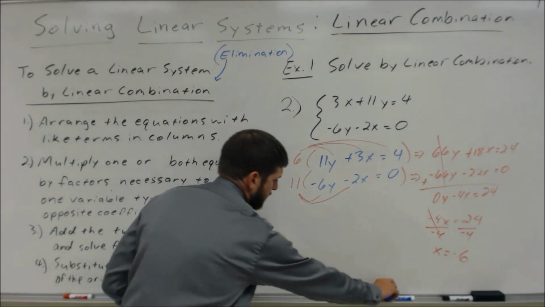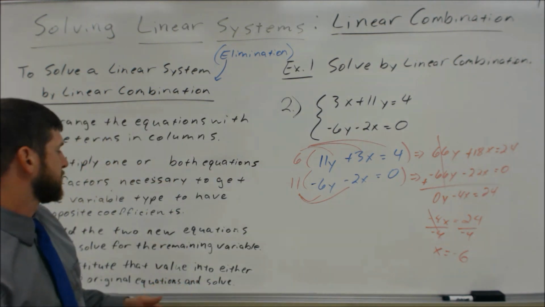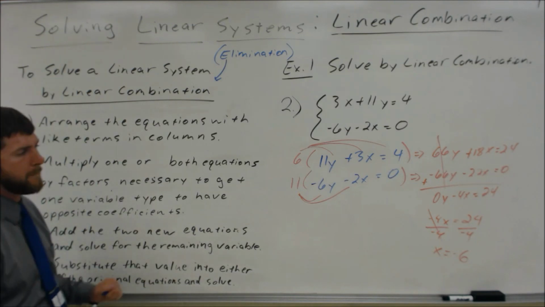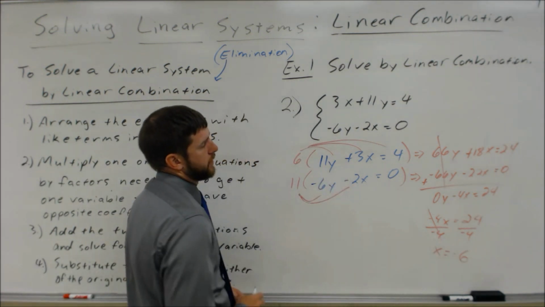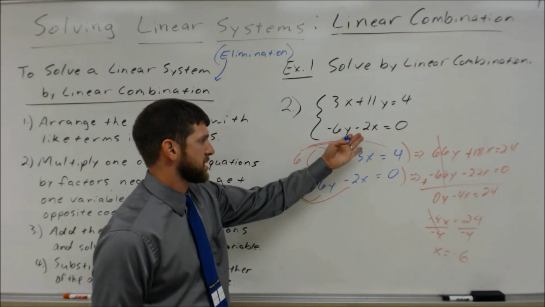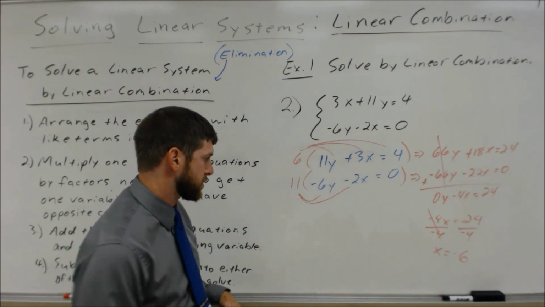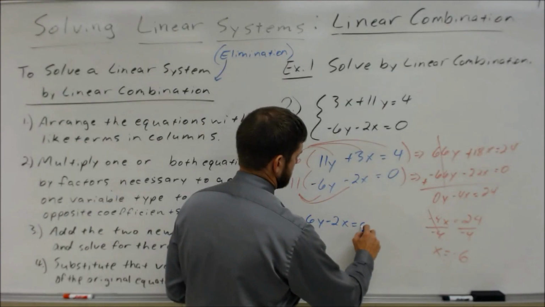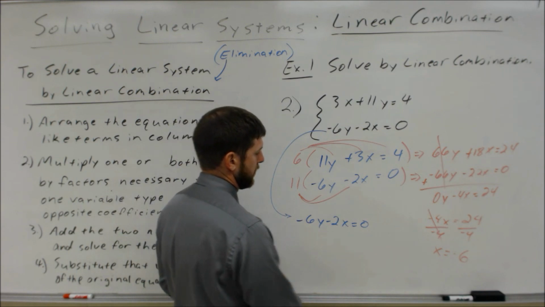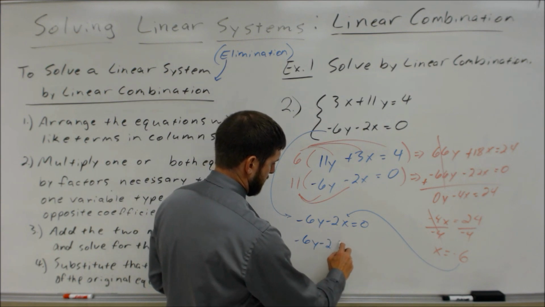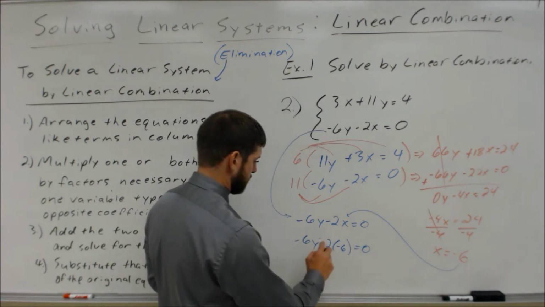X equals negative 6. Now, step four, we solve for the remaining variable. Step four, substitute that back into either of the originals. Of your two originals, which one do you want to deal with? Second one's got smaller numbers. They're negative, but at least they're smaller. So let's go negative 6y minus 2x equals 0. So I'm just going to move this one on down here. And x is negative 6. So negative 6y minus 2 times negative 6 equals 0.